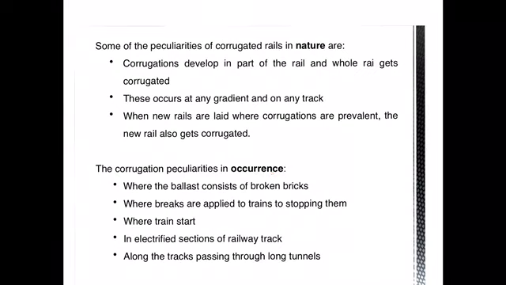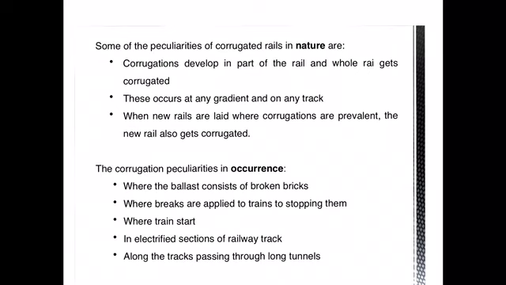These corrugations are found to occur wherever the ballast consists of broken bricks, and also at places where brakes are applied to stop the train or where the train starts. It can also occur in the electrified section of the railway track and along tracks passing through long tunnels. So these are some of the places where corrugations can occur.